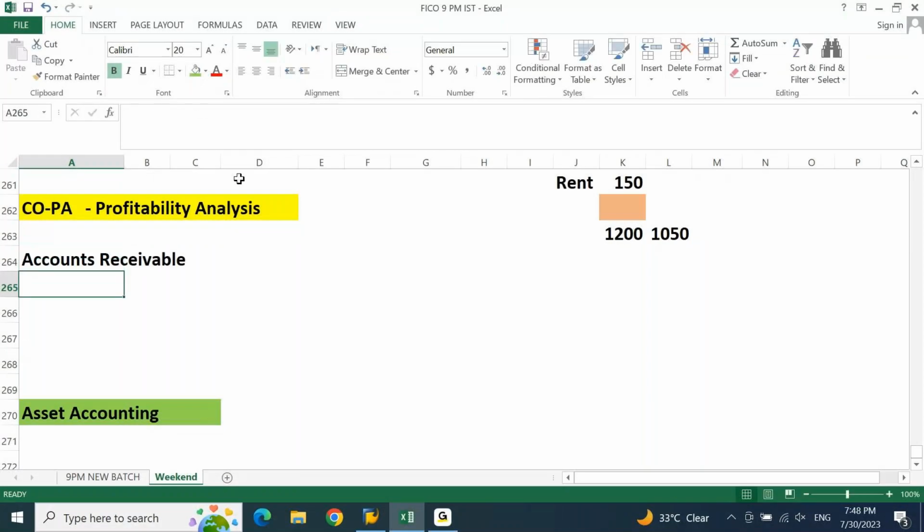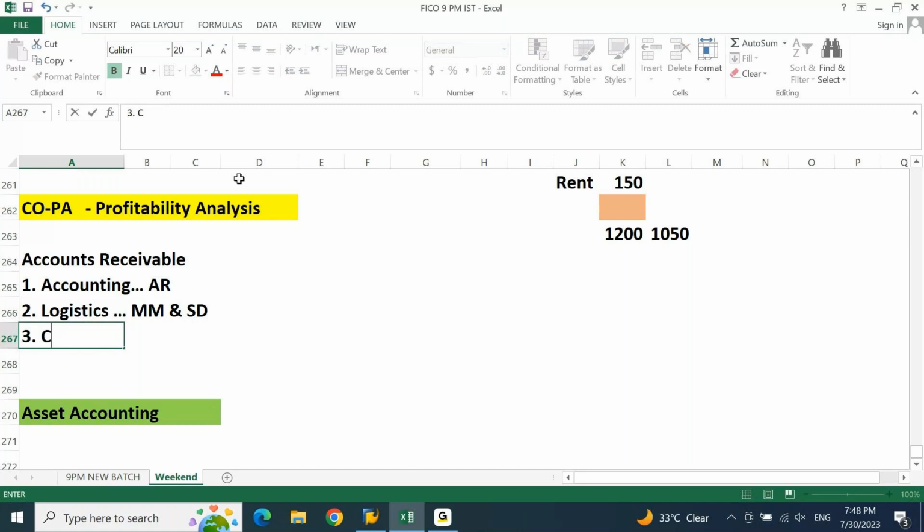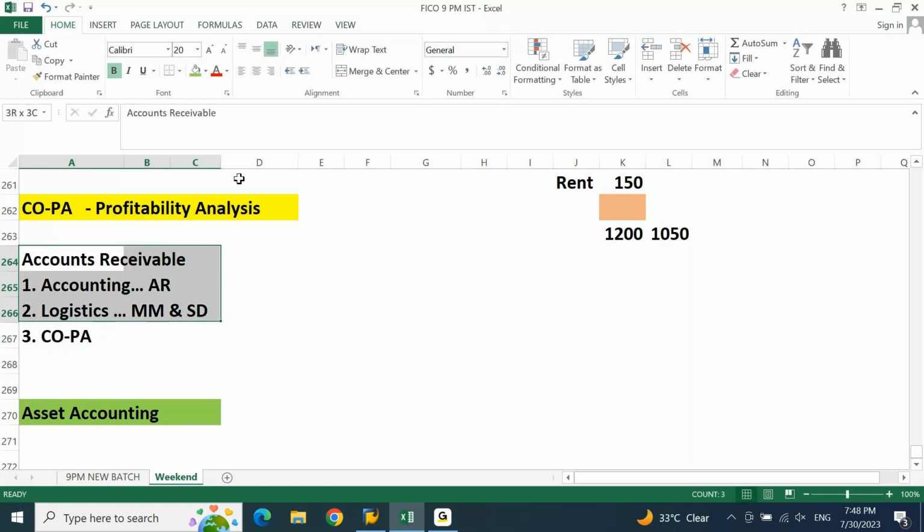So point number one, you need accounting, which is your AR. Point number two, logistics, which is your MM and SD, you must know. Point number three, COPA. So these 3 points we must remember from the accounts receivable side.